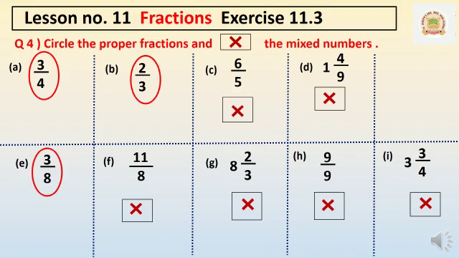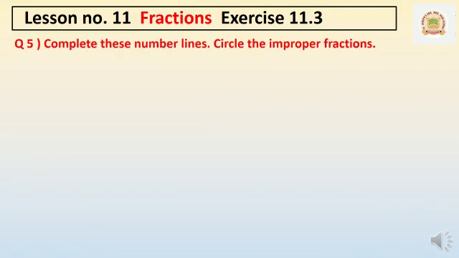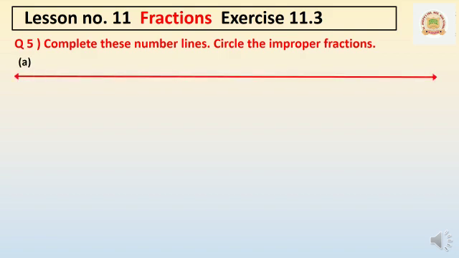So like this, we have to solve the question, children. We just have to keep the rules in mind and solve it. Question number 4 is complete. Circle the proper fraction, that is the last question. Now question number 5. Complete these number lines. Circle the proper fractions. So here, children, we'll get the number line. If we begin with 0, 1 by 4 and 2 by 4 are marked. The last one is 11 by 4.